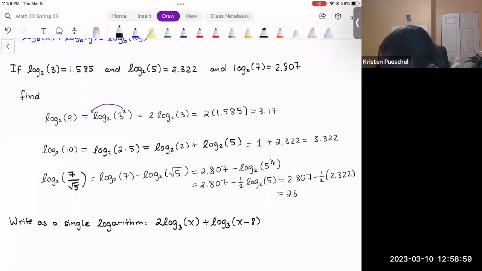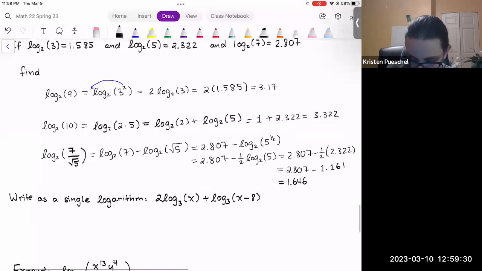So this is 2.807 minus 1.161. All right, and so we get 1.646. Great. All right. Just a couple more.